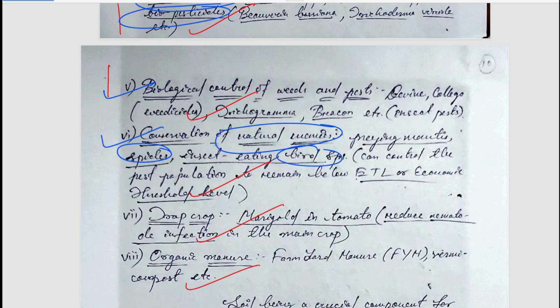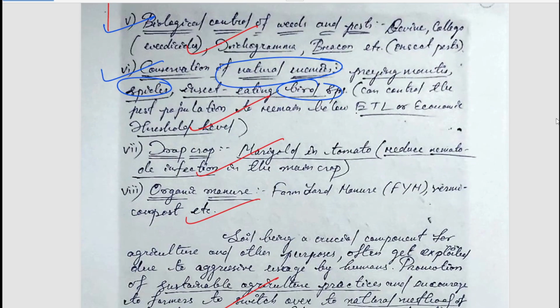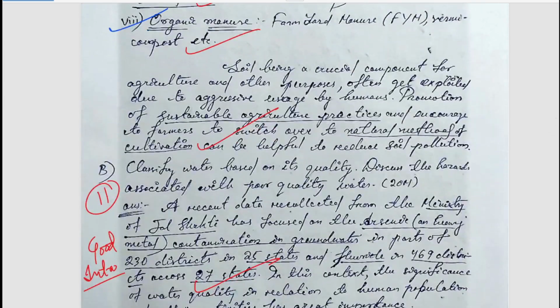Some species can act as pest-eating enemies. Trap crops can be used. Organic manure can be used. So, a few points. Now let's move to the next question.